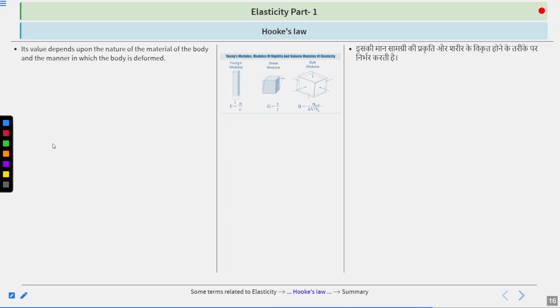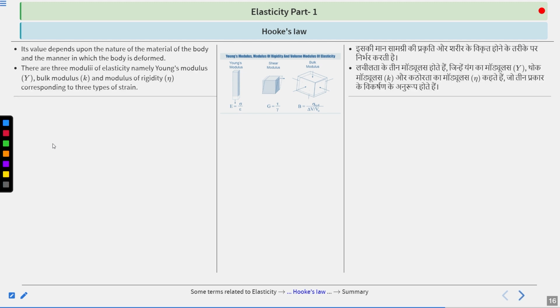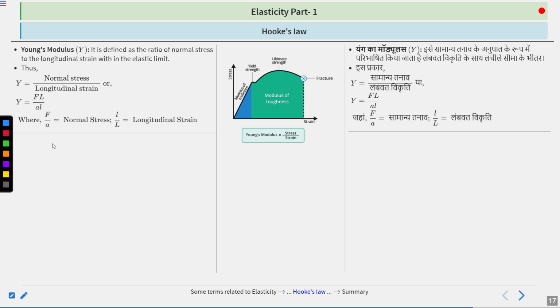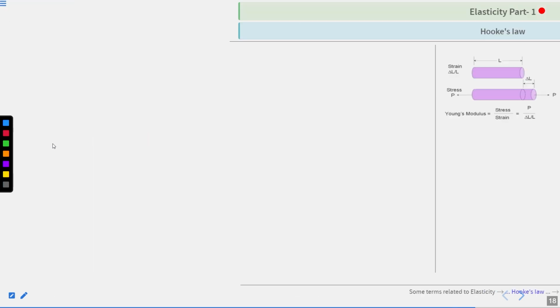Its value depends upon the nature of the material of the body and the manner in which the body is deformed. There are three moduli of elasticity, namely Young's modulus Y, bulk modulus k, and modulus of rigidity represented by small m, corresponding to the three types of strain. Young's modulus is defined as the ratio of normal stress to longitudinal strain within the elastic limit. Thus, Y equals normal stress by longitudinal strain, or Y equals FL by Al, where F by A is the normal stress and small l by capital L is the longitudinal strain.